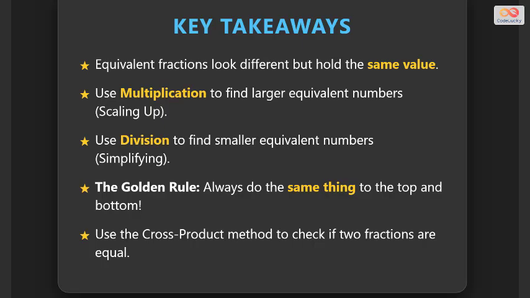Let's wrap up what we've learned. Equivalent fractions look different but represent the same value. You can find them by multiplying or dividing the top and bottom by the same number. Remember the golden rule: whatever you do to the numerator, you must do to the denominator. And finally, use cross multiplication to check your work.